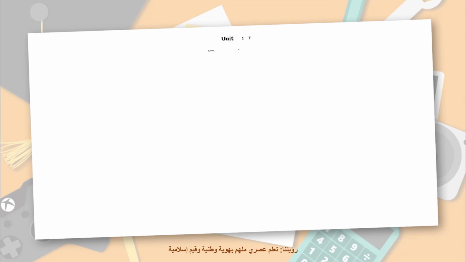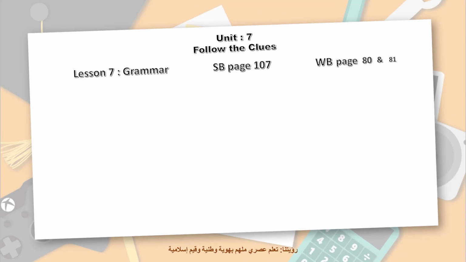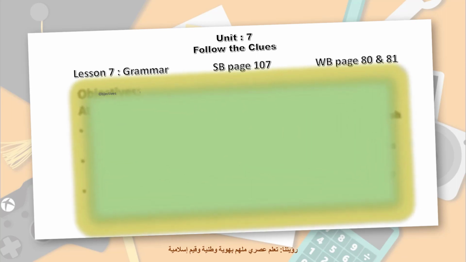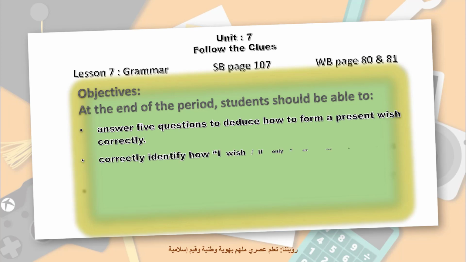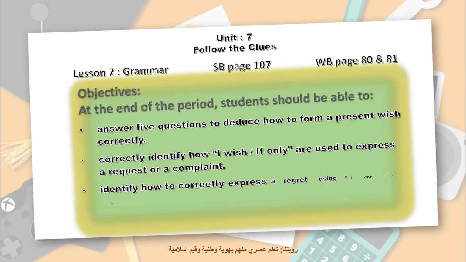Now let's start our lesson for today. Unit 7, follow the clues. Grammar, student books, page 107, and workbooks, page 80 and 81. Today's objectives are as follows. At the end of the period, students should be able to, number one, answer 5 questions to deduce how to form a present wish correctly. Number two, correctly identify how I wish or if only are used to express a request or a complaint. And finally, number three, identify how to correctly express a regret using I wish or if only.